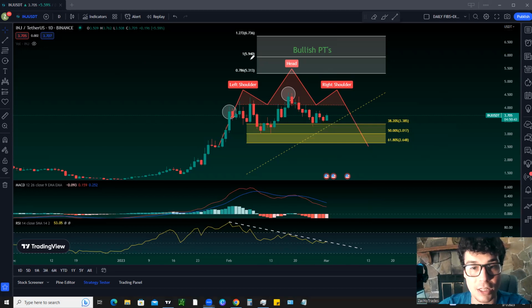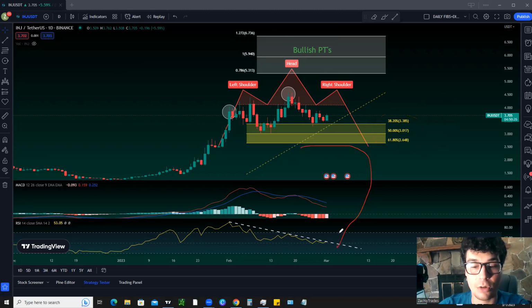The bullish price targets above our most recent highs are going to be 5.31, 5.94, as well as 6.73. Okay, those are some of the possible targets if we can get a few things to happen, right? And so I mentioned holding above the retracement levels, okay?